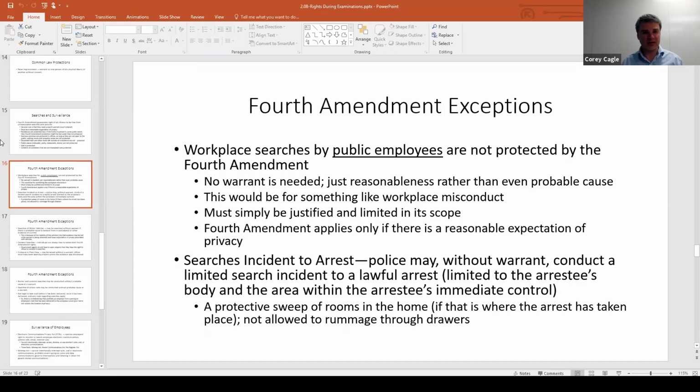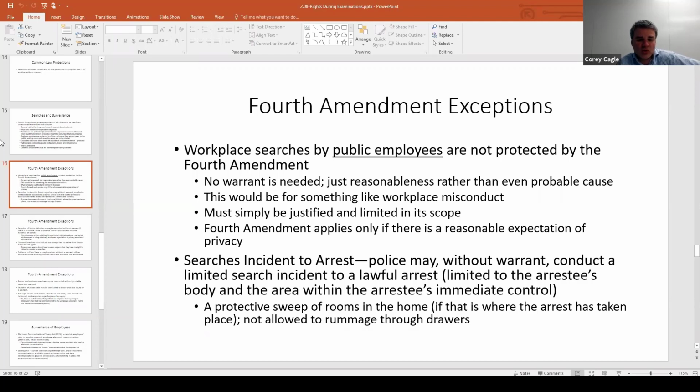Why would they do this? For something like workplace misconduct. You have to be justified in what you're doing and limited in scope to where you're looking and that kind of thing. But like we said, the Fourth Amendment only applies if there's a reasonable expectation of privacy.